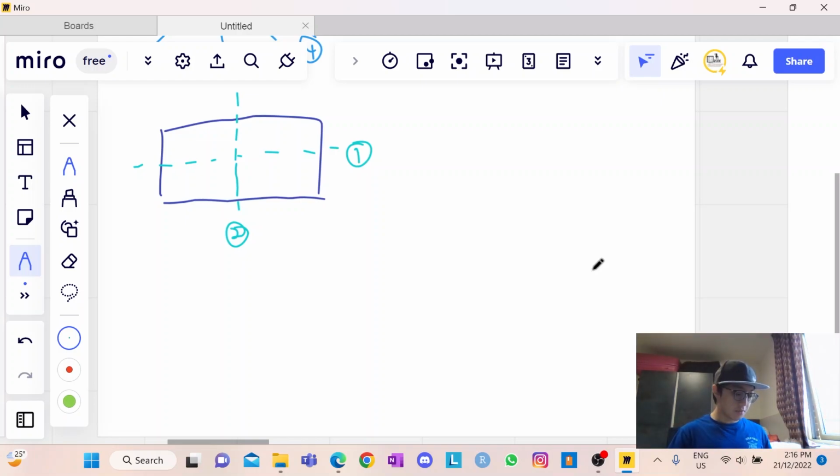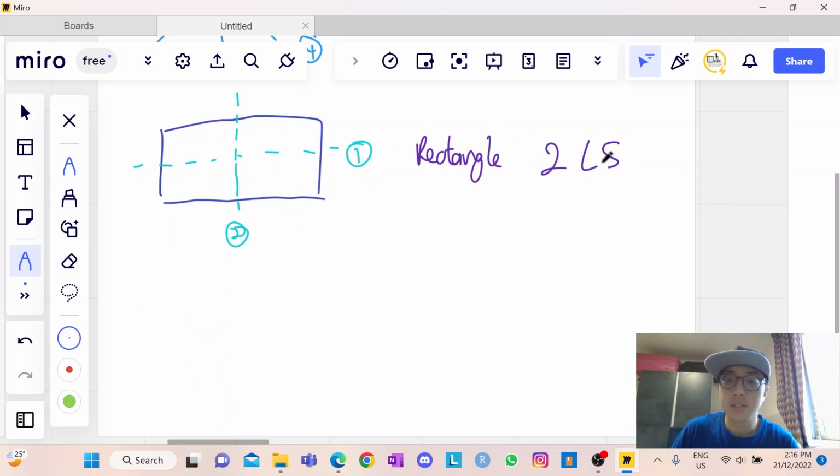So this is a very common mistake that a lot of people make. A rectangle has only 2 lines of symmetry. This is something you need to remember.